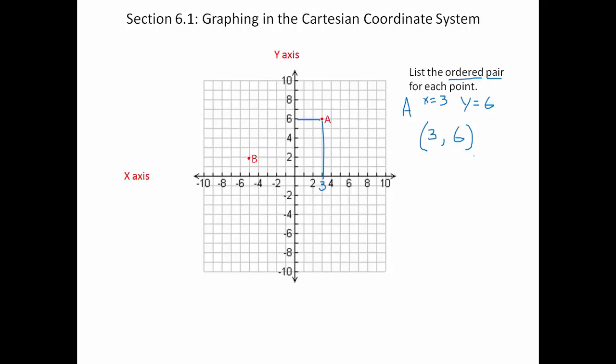The point B here, I want to write an ordered pair for point B. Well, taking a look at this, I want to identify what's the x value and what's the y value.